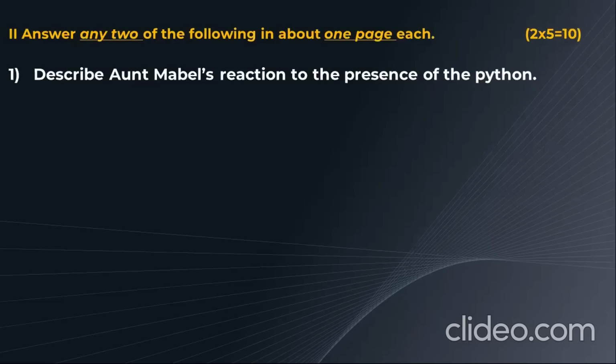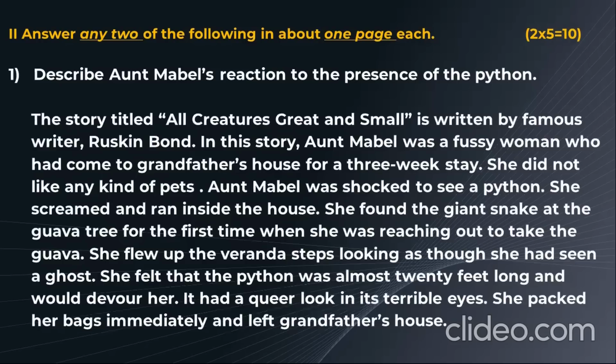Now, the second part of the section B: answer any 2 questions of the following in one page each. So these are the questions for 5 marks. Out of 4 questions, you need to attempt 2 questions. So question number 1: describe Aunt Mabel's reaction to the presence of the python.